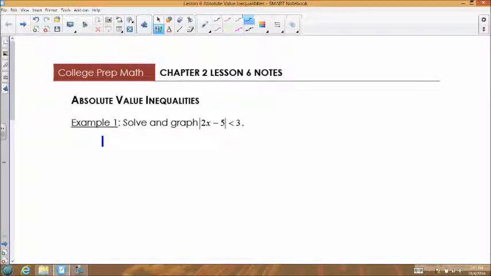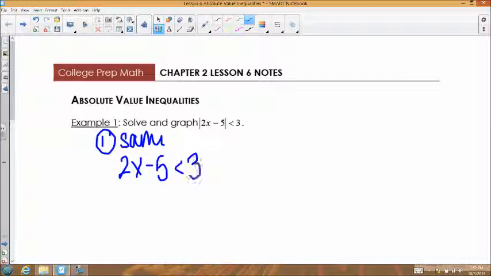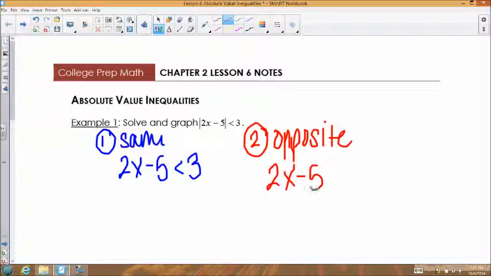So you're going to do the same thing, always isolate your absolute value bars first, and then you're going to have the same case, so you're just going to drop the absolute value bars, so you have 2x minus 5 is less than 3. And then you're going to have the opposite case, which is where you're flipping the sign. So this is where you're going to have 2x minus 5 is greater than negative 3. So I flip and negate for this. So negative 3, and then you flip the sign because you made it negative.